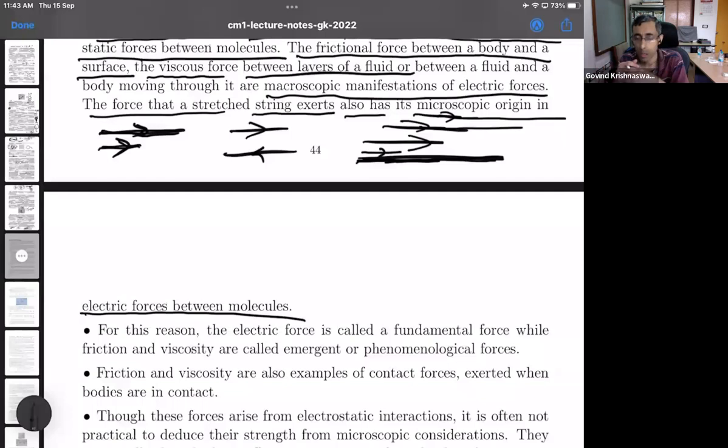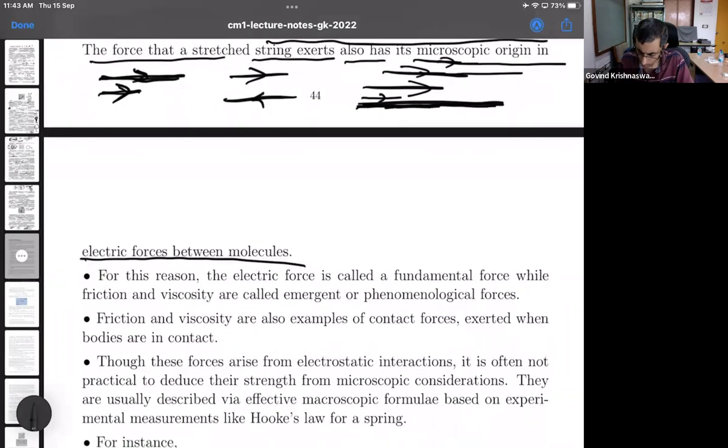Macroscopic objects are not charged. They have zero net charge, but nevertheless, there is a residual effect of the forces between elementary charges, atoms, molecules, electrons, that survives even at macroscopic lengths. And that we can very easily see. Of course, to deduce their origin through microscopic considerations is quite challenging, but anyway.